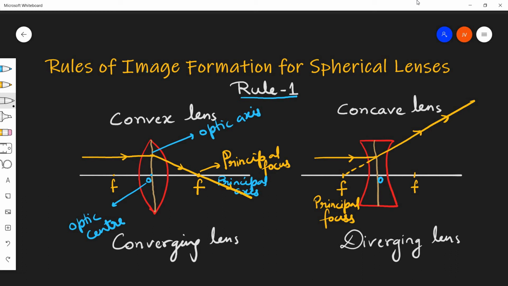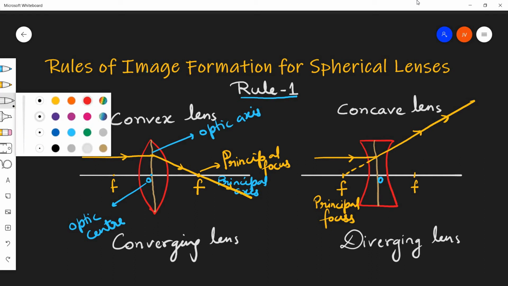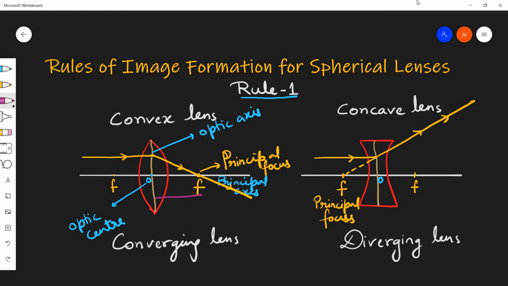One more point: for convex lens, the principal focus is on the right side. So if we take sign conventions, focal length is on the right side. Focal length is the distance between optic center and principal focus. So focal length has to be taken as positive.